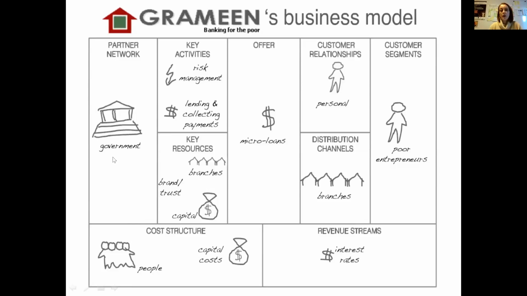And the key partner here is government, which lets them build and sustain such a model with a relevant legal framework. Otherwise, they cannot establish such a model. And lastly, about cost structure, they have staff working in all these branches. So this is the main cost for them, and also capital costs.